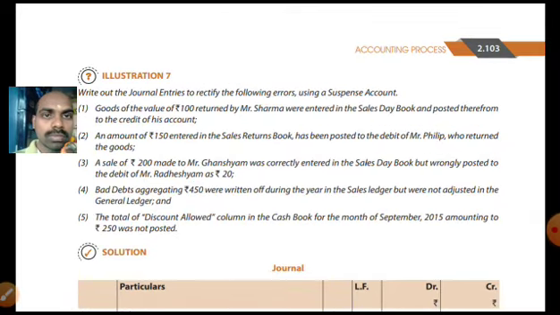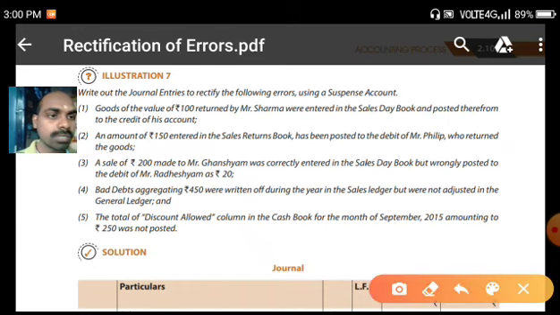Write the journal entries to rectify the following errors using suspense account. What is it saying? Using suspense account, we need to write the general entry. So there is a suspense in this case.